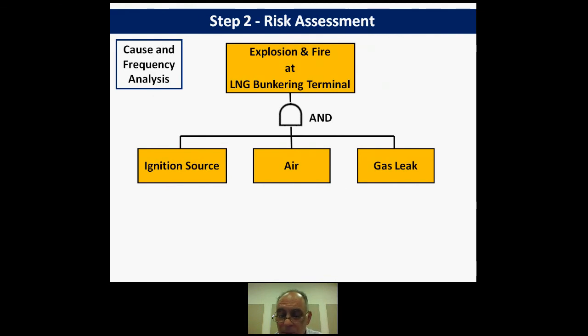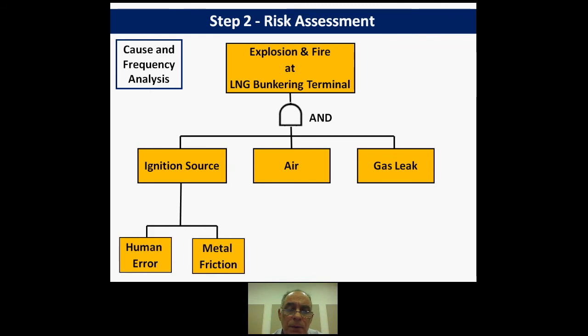Of course, for all three to be present, looking at the old Boolean logic here, this AND gate, as we call it, the multiplication of all the causes will give us the probability or the frequency of occurrence of the undesired effect at the top.